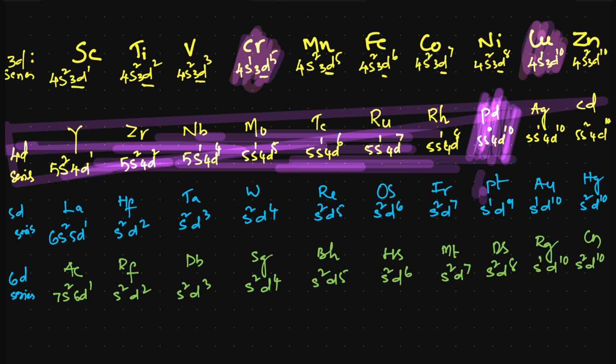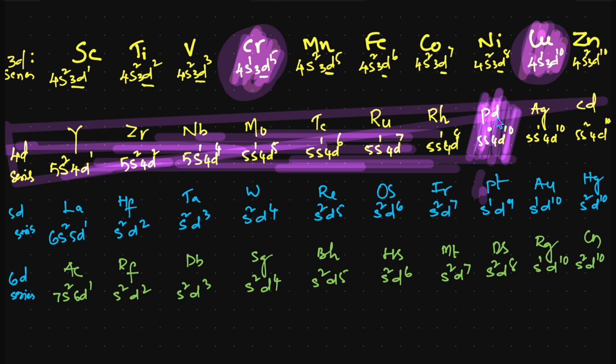If you check the electronic configurations of these elements, very, very important here are the exceptional electronic configurations we should remember, right? So until now, chromium and copper were the exceptions.